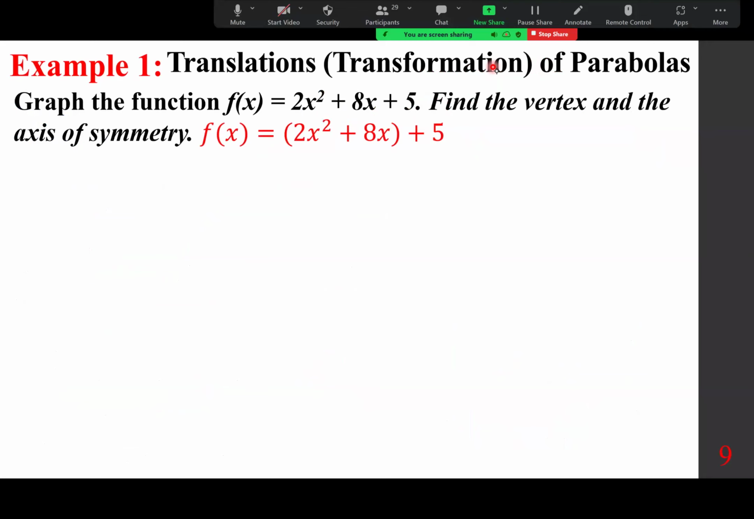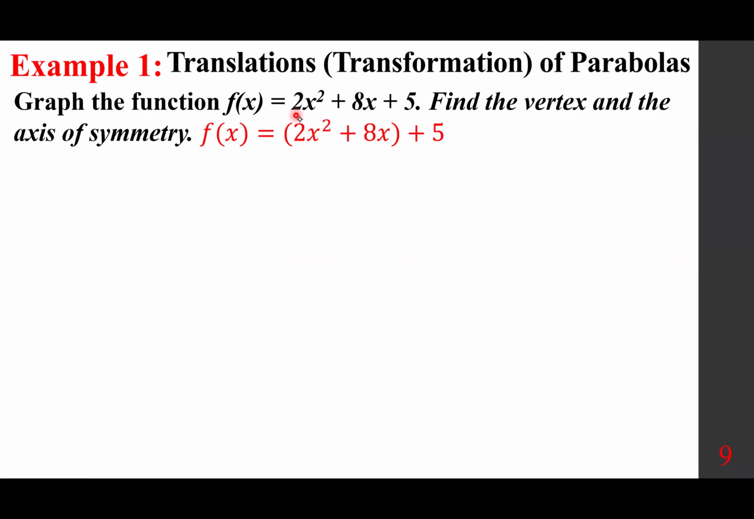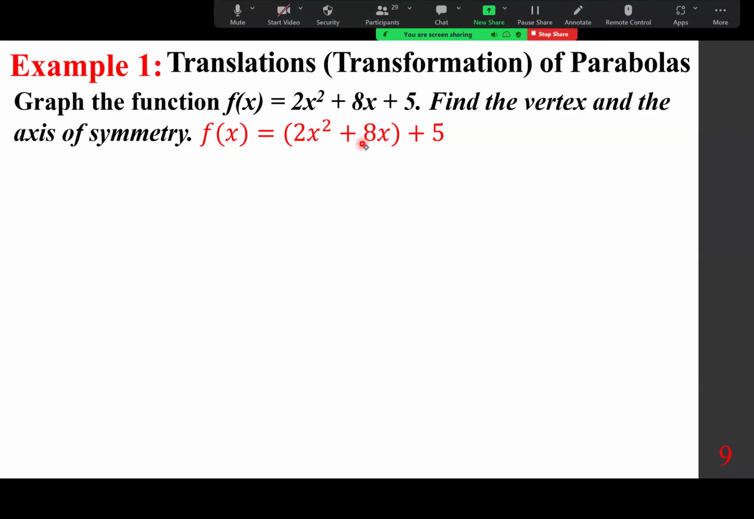Translation or transformation of a parabola. Graph the function f of x equals 2x squared plus 8x plus 5. Find the vertex and the axis of symmetry. There are different ways of approaching it. With this approach, as far as transformation, we are going to put these two together. So we can see the translation by putting it into vertex format. So we take the 2 out.